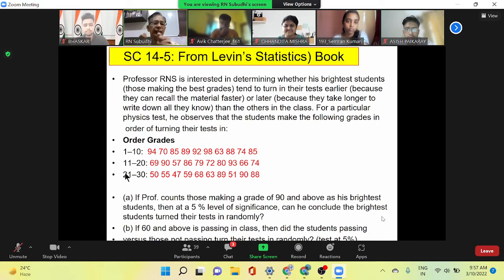हाँ, आंसर शीट देते हैं. कब? ठीक है. तो प्रोफेसर को क्या चाहिए? What does he want to study? He wants to study whether his brightest students finish the test earlier, or there is no pattern or randomness is there. Okay, Shamron, thank you.